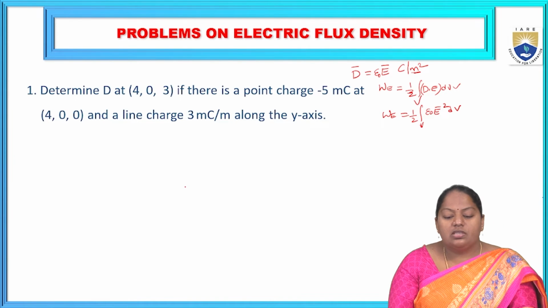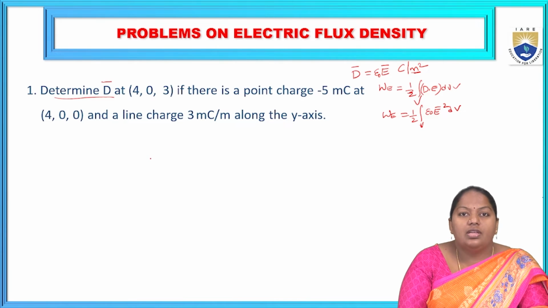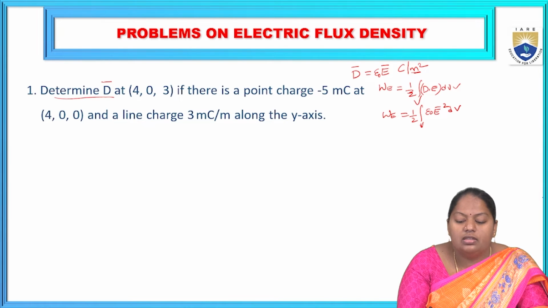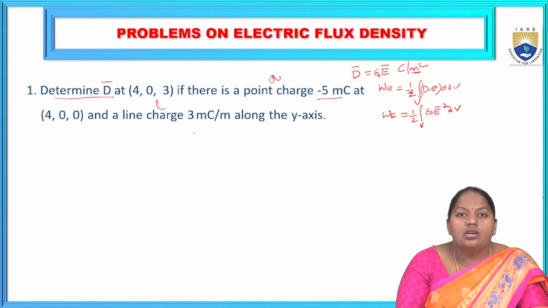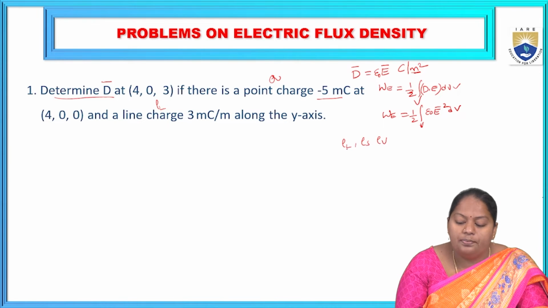The first problem on electric flux density is to determine D, the notation for electric flux density, at the point (4, 0, 3). There is a point charge, with notation Q, given as minus 5 millicoulombs at (4, 0, 0), and a line charge. The three continuous charge distributions in electrostatic fields are rho L, rho S and rho V: rho L is the line charge density, rho S is the surface charge density, and rho V is the volume charge density.